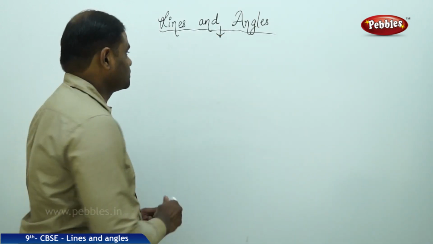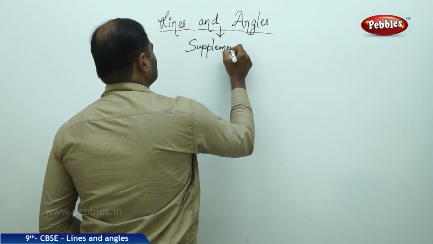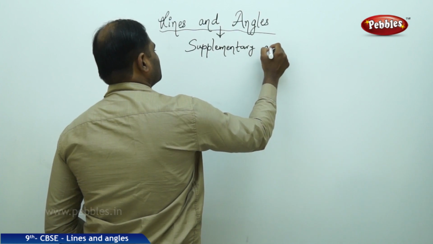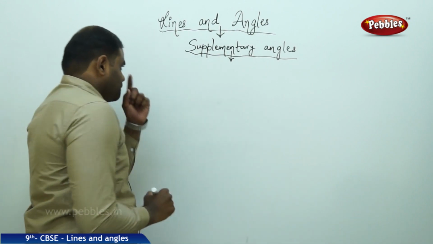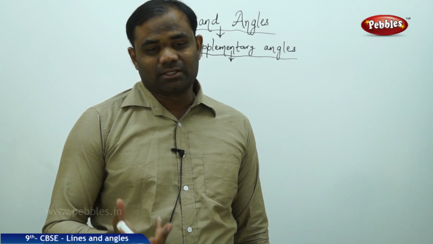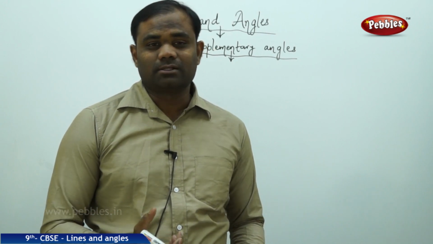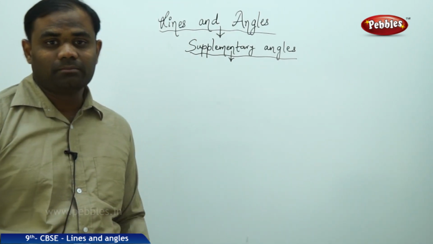Let's see what we mean by supplementary angles. As with the similar definition of complementary angles, now comes defining supplementary angles. If the sum of two angles is 180 degrees, then we say the two angles are supplementary angles. So let's see the definition more briefly.